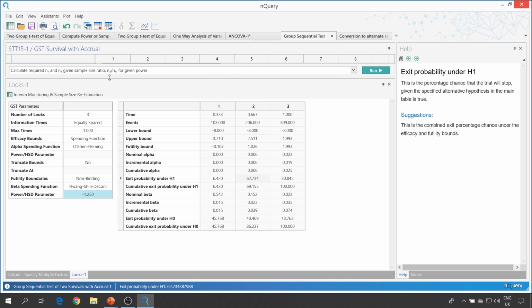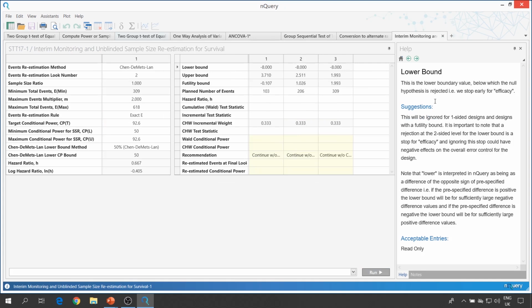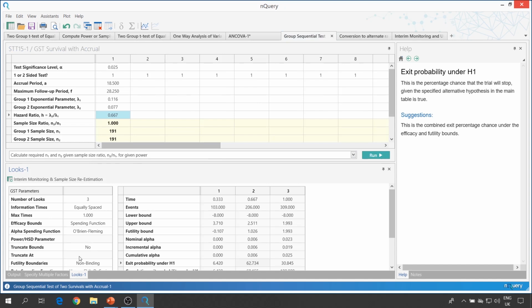So we're just going to use this interim monitoring and sample size re-estimation button here. This will open up a table like here. This looks very similar to that side table down here. There's defining your unblinded sample size re-estimation, and then you're entering your results and basically comparing against these thresholds that you have from this table.